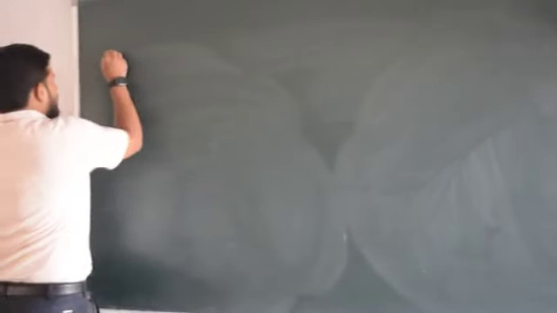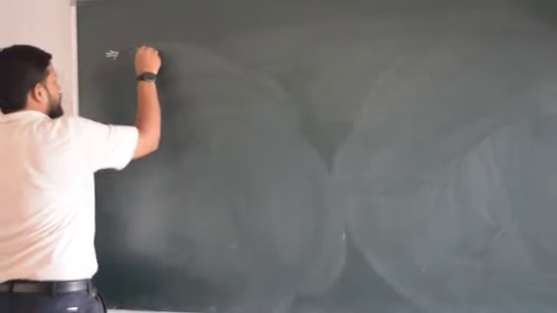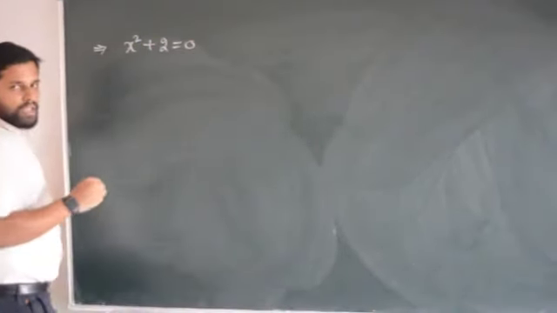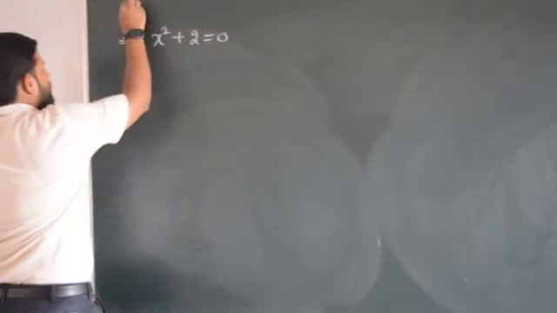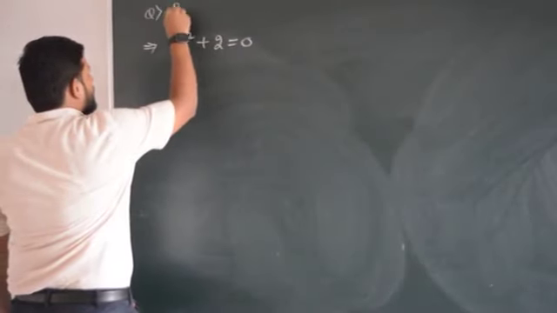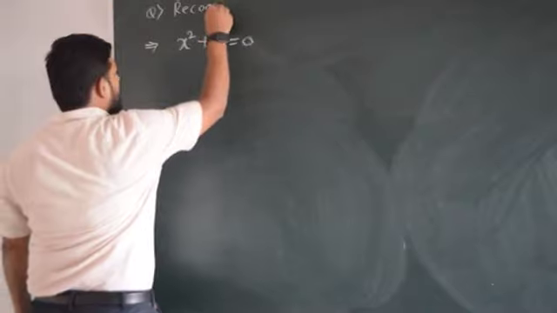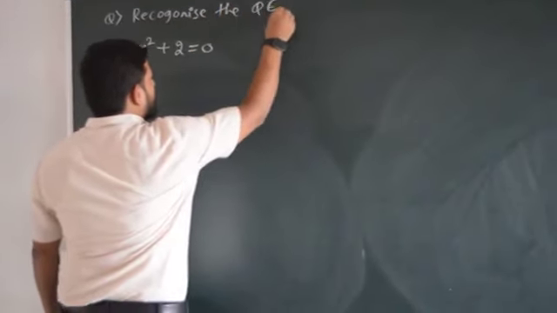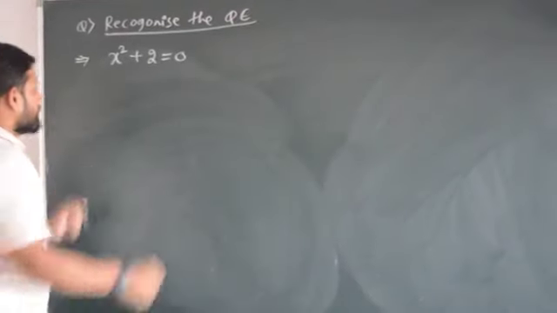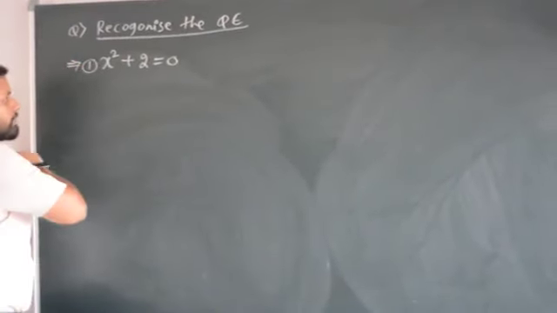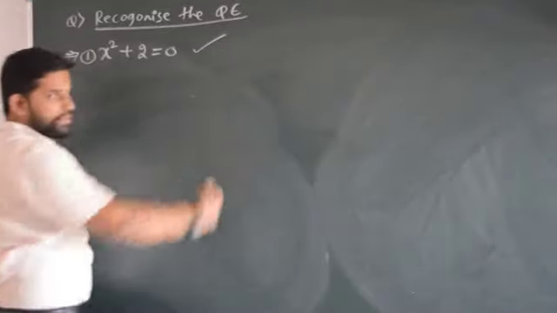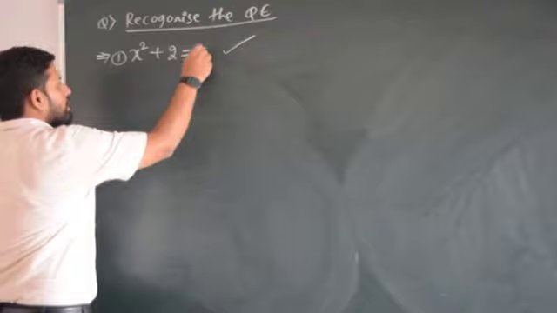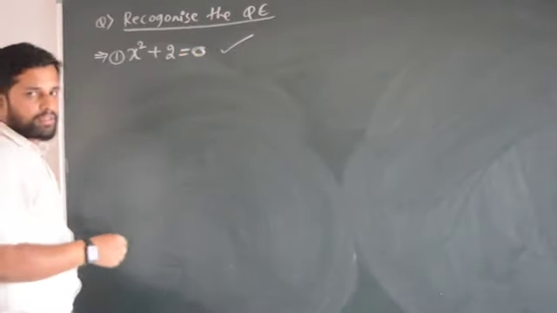Now tell me, if I write x square plus 2 is equal to 0, is it a quadratic equation? Dear children, usually the question will be asked as: recognize the quadratic equations. This is the first example I am giving you. Is it a quadratic equation? Yes. Why? Because degree is 2, there is an equal sign, and something is written. That's why it is a quadratic equation, for sure.